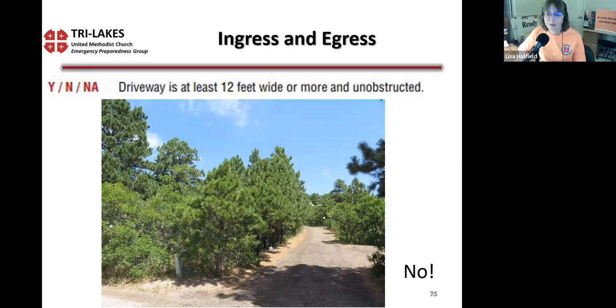Okay. So the driveway should be at least 12 feet wide and unobstructed. This one is not. You can't even tell there's a house back there.